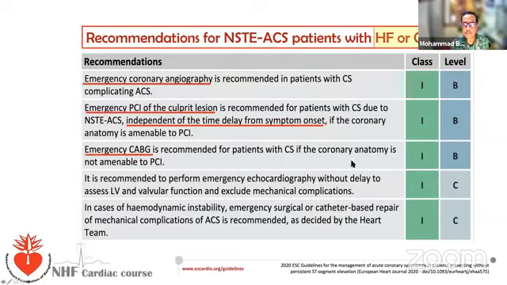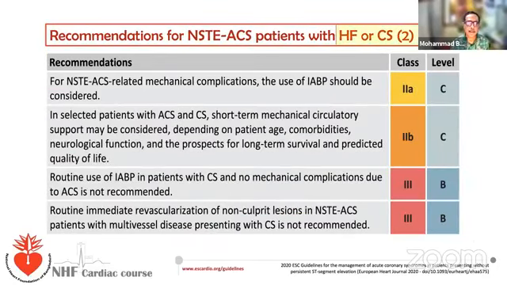Emergency CABG if the anatomy is not amenable to PCI. Emergency echocardiography to assess LV and valvular function and exclude mechanical complication. And emergency surgical and catheter-based repair of mechanical complication of ACS. These are all class 1 indications in patients with non-ST elevation MI with cardiogenic shock.